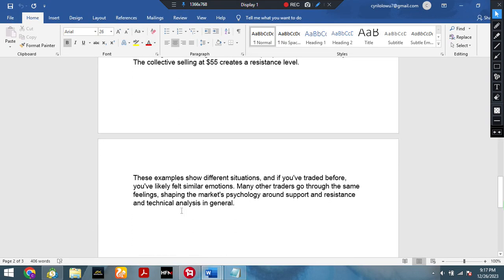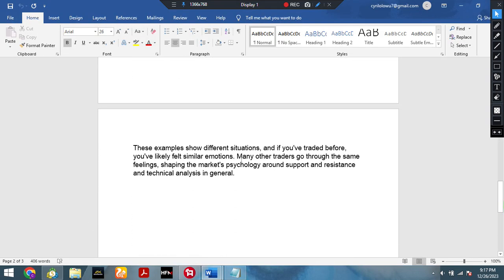This example shows a different situation, and if you have traded before, you will have likely felt similar emotions because that is what we are doing. We always wait for price to get to our area of interest before we execute any trade. If price doesn't get there, we don't trade at all. So many other traders go through the same feelings, shaping the market psychology around support and resistance and technical analysis in general.